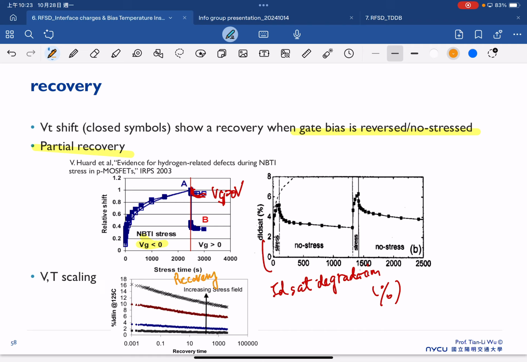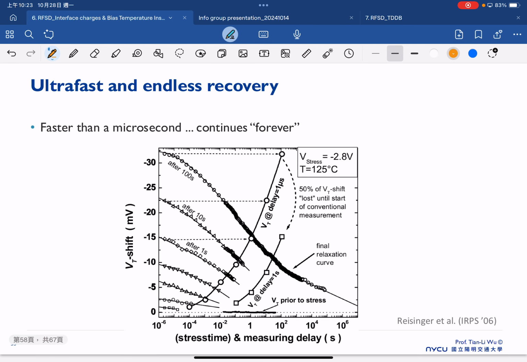So after you do the stress, you start to monitor the recovery with different bias here. And this recovery is also dependent on voltage and temperature. So anyhow, it's always very sensitive to our bias and temperature. That's why we call this BTR. But the problem for the recovery is we found out that it's an ultra fast recovery, and also it's an endless recovery.